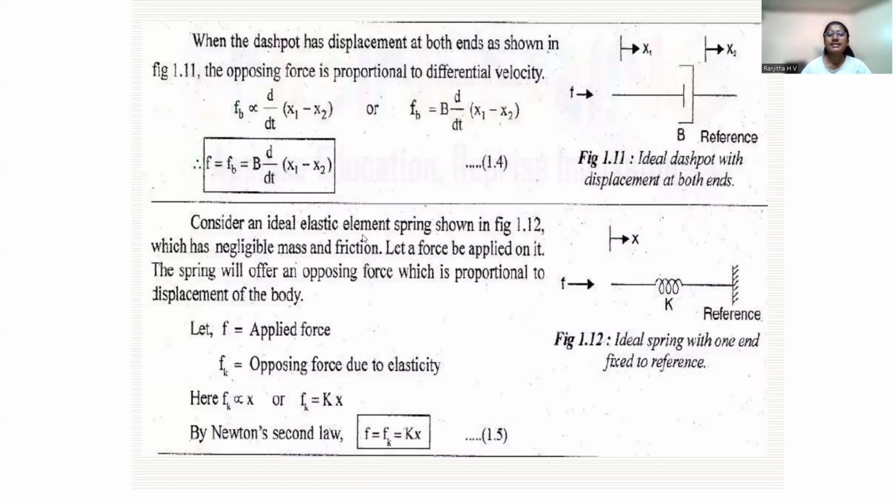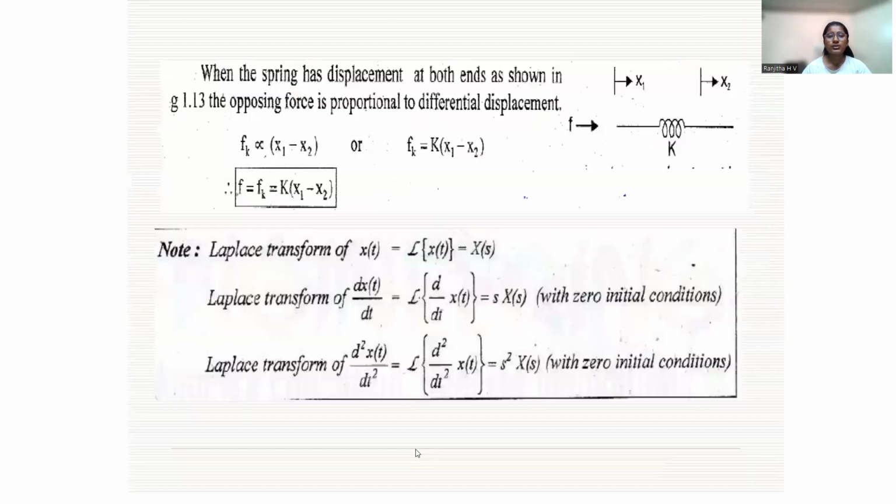Let us consider an ideal elastic element, the spring, as shown in the figure. The spring will offer an opposing force which is proportional to the displacement of the body. Here F is the applied force and Fk is the opposing force due to elasticity. Fk is proportional to x, or Fk is equal to k into x. By using Newton's second law, we get Fk is equal to k into x.